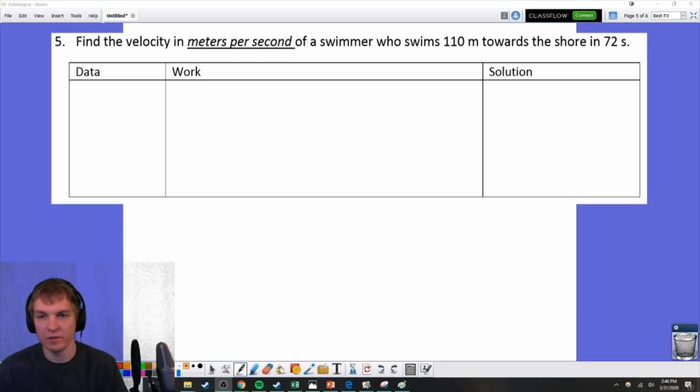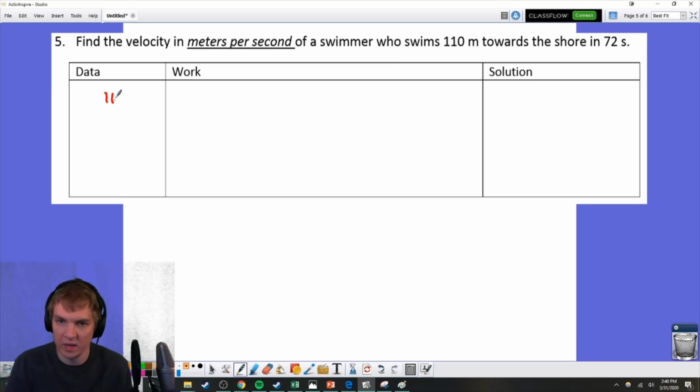Number 5 says find the velocity in meters per second of a swimmer who swims 110 meters towards the shore in 72 seconds. So we've got some numbers here, and whenever we have numbers, we've got to write down that data. So we have 110 meters, and then we have 72 seconds. And let's clarify what those are. 110 meters, meters is a unit of distance, and seconds is a unit of time. All right, and the question asks find the velocity in meters per second. So that's underlined for us. So we have meters and we have seconds.